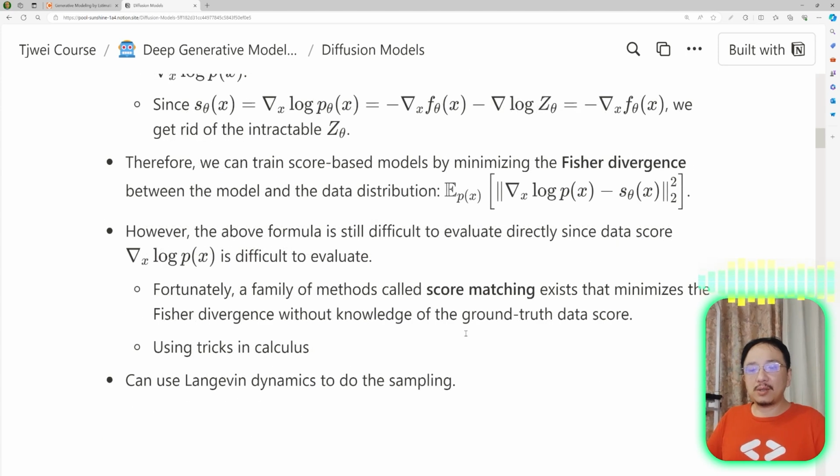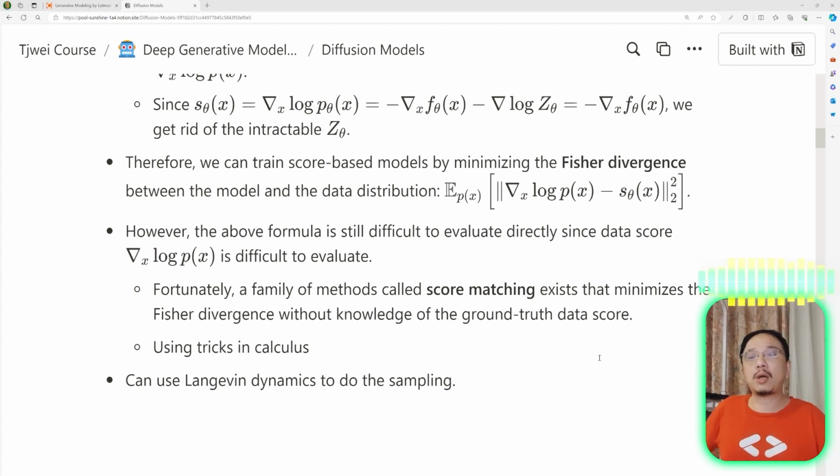So for the answer to the first question, we can compute the score function. At least in principle, we can compute the score and use this loss to train a model to approximate the score function. So the answer to the first question is positive. So how about the second one?